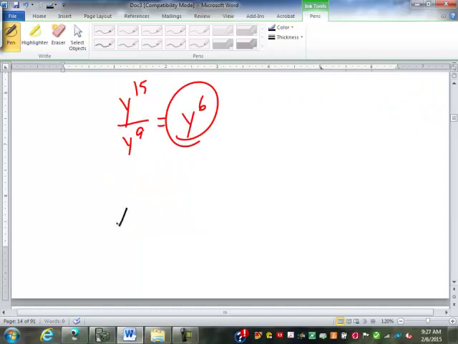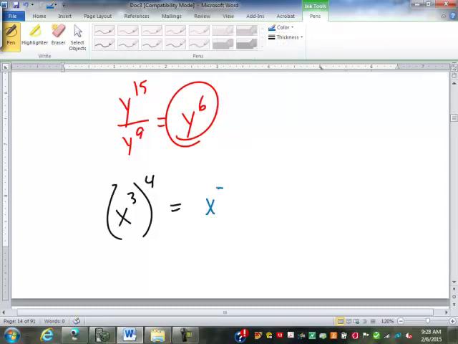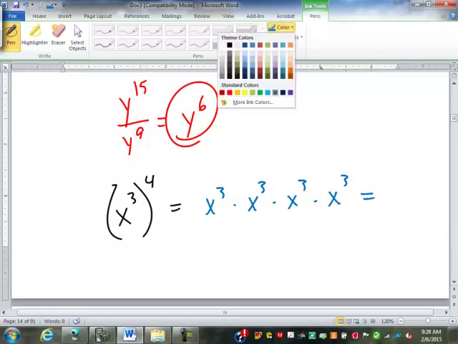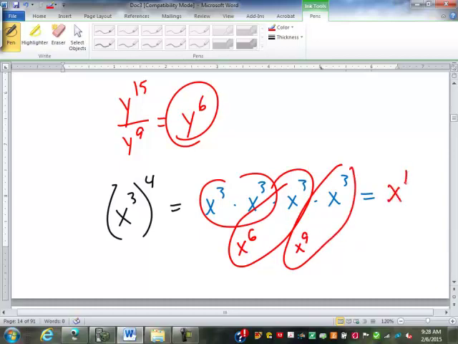We could also have something like this, x to the third to the 4th power. If we think about that, that 4th power means that there are 4 of those x to the thirds multiplied together. X to the third times x to the third times x to the third times x to the third. And we can break that down. X to the third times x to the third, of course, is just x to the 6th, adding the powers. X to the 6th times another x to the third is x to the 9th, just 6 plus 3 is 9. Times another x to the third would be x to the 12th.